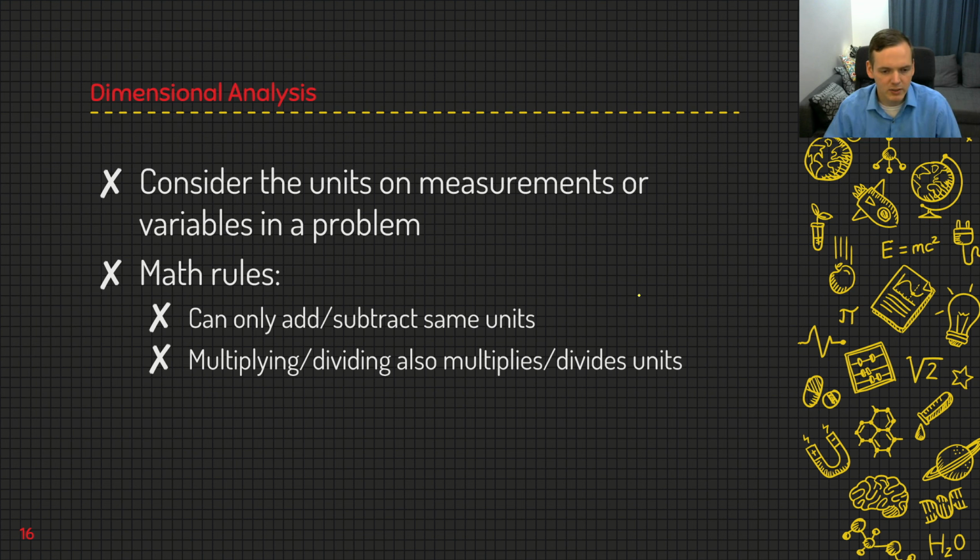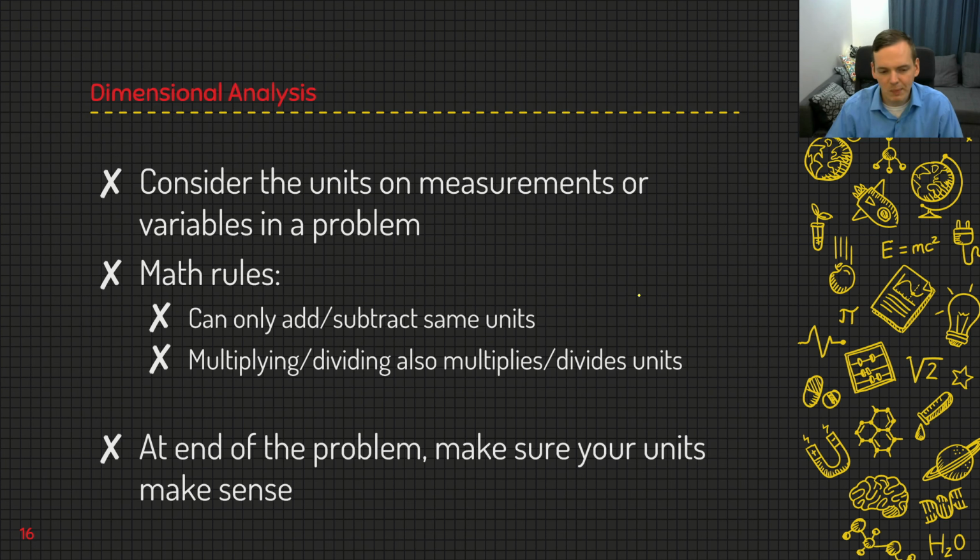When we multiply or divide two quantities, then we also need to multiply or divide the units. So if I divide 10 meters by 3 seconds, I get an answer that should have units of meters per second, because I divided meters by seconds.